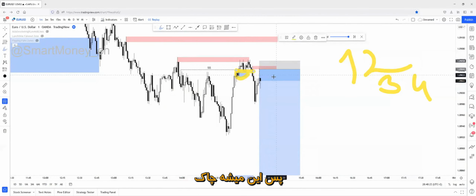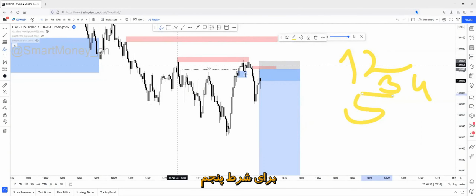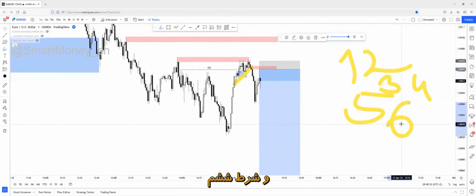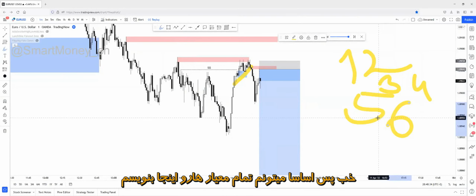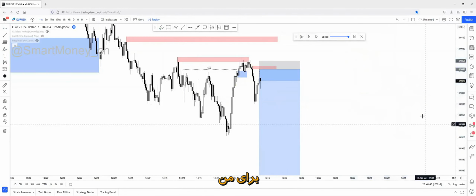Here was a demand zone. So this was a character changing movement after the confirmation. So this is a flip zone and character changing movement for the fifth criteria. There was a liquidity sweeping movement for sixth criteria. And basically I could just write all of the criteria right here. So this is a really, really high criteria trade for me.